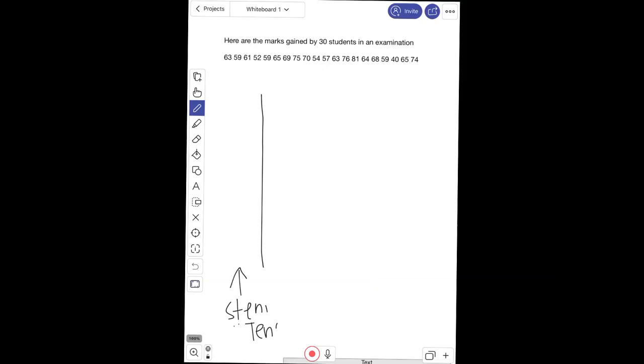or the tens, and this is the leaf, or the leaves, or the ones / units. Sorry about my handwriting, it's very hard to write on the whiteboard. So we need to take these numbers and put them into the stem and leaf diagram.